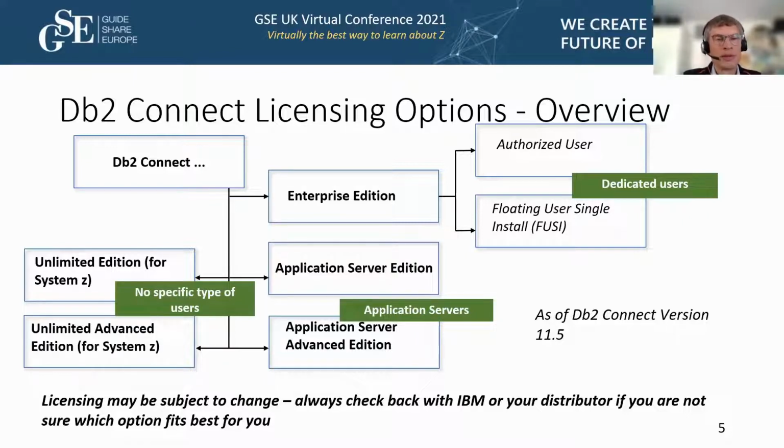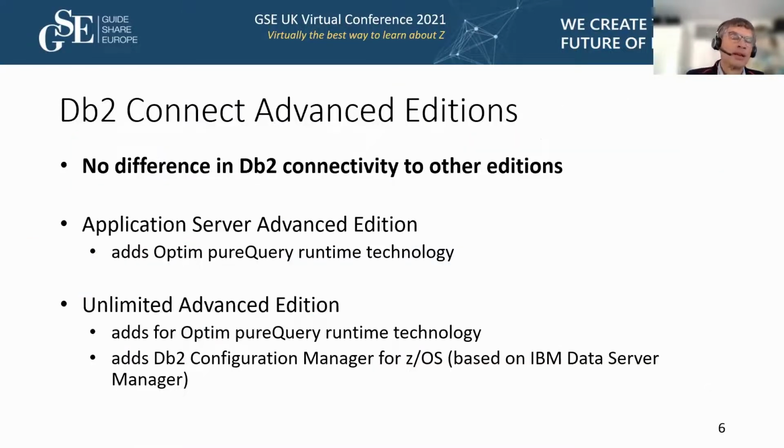There are 2 so-called Advanced Editions for the Application Server and Unlimited Editions. From a technical standpoint, there's no difference to the other editions. The only thing you get as of today, which might change in the future, is access to additional technology components, named Optim pureQuery and the DB2 Configuration Manager in the case of the Unlimited Advanced Edition, which you wouldn't get without the Advanced Edition. But as I said, check back with IBM. These conditions did change often in the past, and it's always a good idea, if you think over your infrastructure, to check back with IBM.